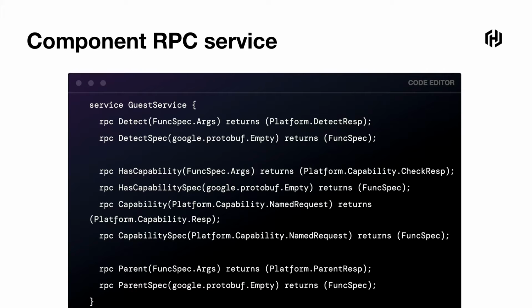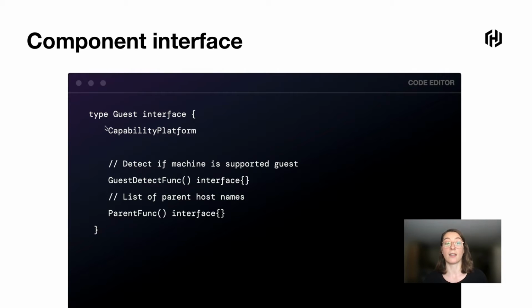We can take a look at the RPC definitions for our services. They all have a similar form. They have the functionality that you actually want. So for our guest service, we need to be able to detect a guest plugin, and then they have their corresponding spec, and that allows a little bit of flexibility on the plugin implementation side. So we're going to see the result of that when we build our plugin.